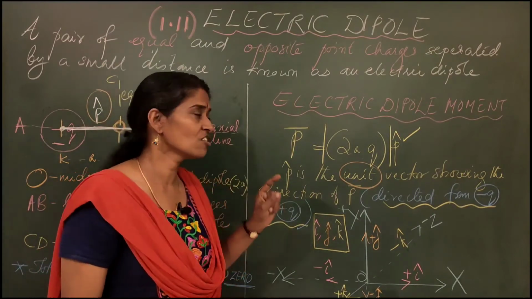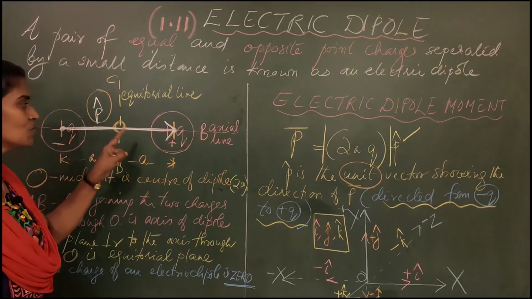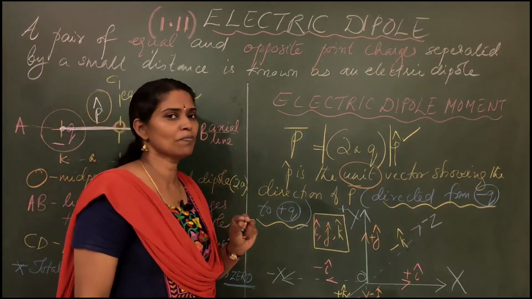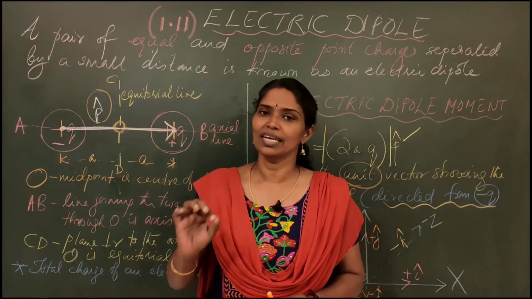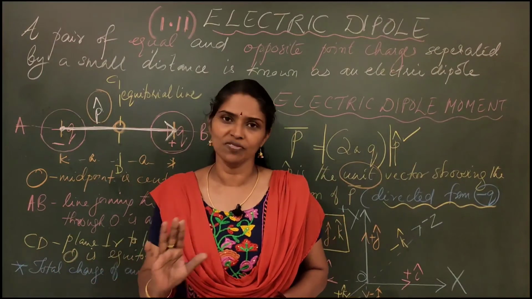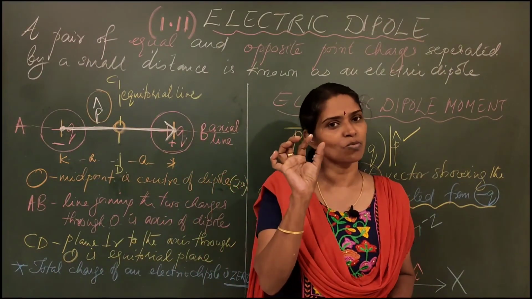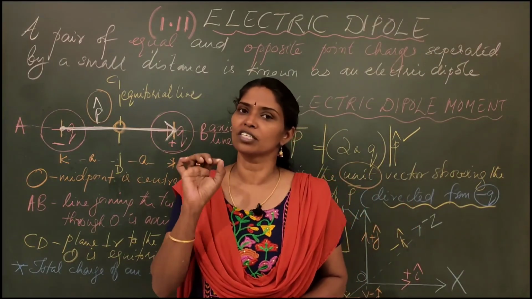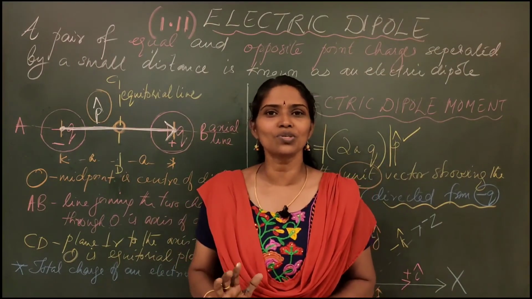So what is the direction of p cap? Again I repeat, it is from minus q to plus q. Clear? So only two simple points we have discussed. What is an electric dipole? What is electric dipole moment? Hope it is very clear. What is an electric dipole? Equal and opposite charges at a small separation. What is p bar? P bar is just the product of 2a and q, and it has a direction from minus q to plus q.